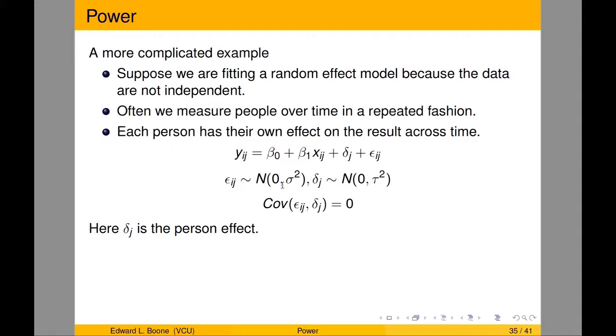Notice that epsilon follows normal 0, sigma squared, and delta j is normal 0, tau squared. And we have this other caveat here: the covariance between these two random effects is 0. So in a sense, they're independent from each other. Okay, and here delta j is the person effect. So it's how that person is shifting that line up or down depending on their particular circumstances.